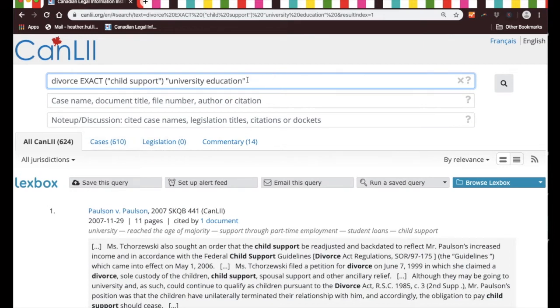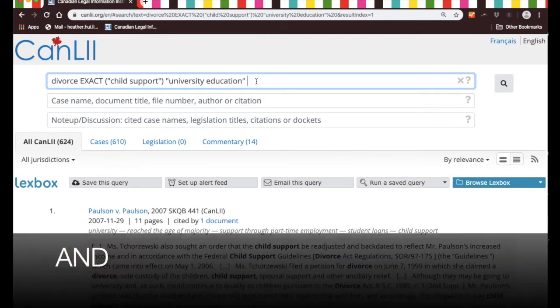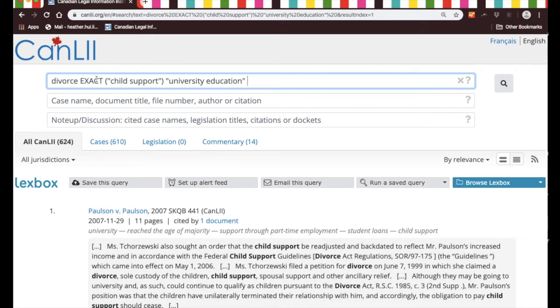Now there are certain words that you can put into CanLII that will narrow down your search a little bit more. The first word I want to talk about is the word and. As I said in the previous video, the more search words you have, the narrower the search will be.